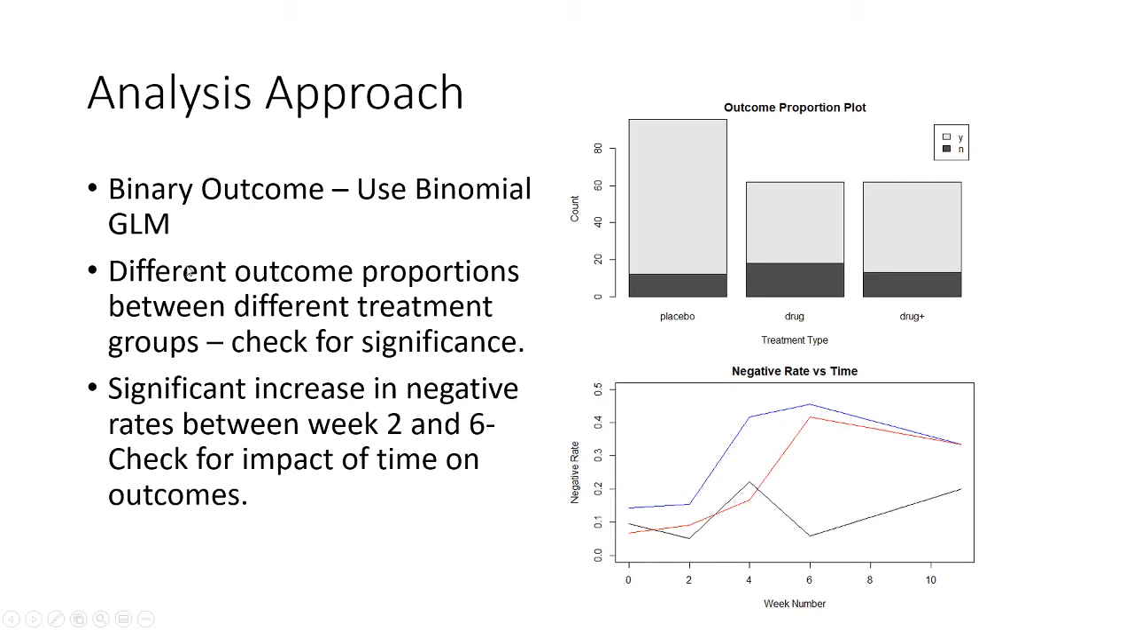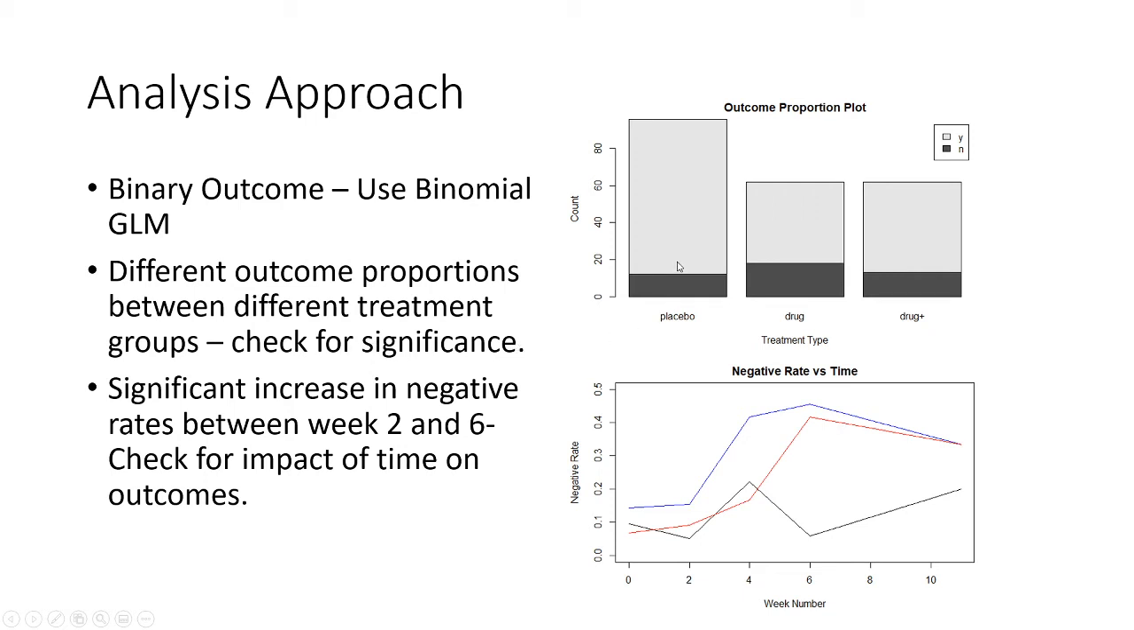So first, what I did was to examine the overall proportions of the data. Because of the binary outcome, we are going to use the binomial GLM with the glm function, and we are going to have different outcome proportions between the different treatment groups, which we are going to check for significance.